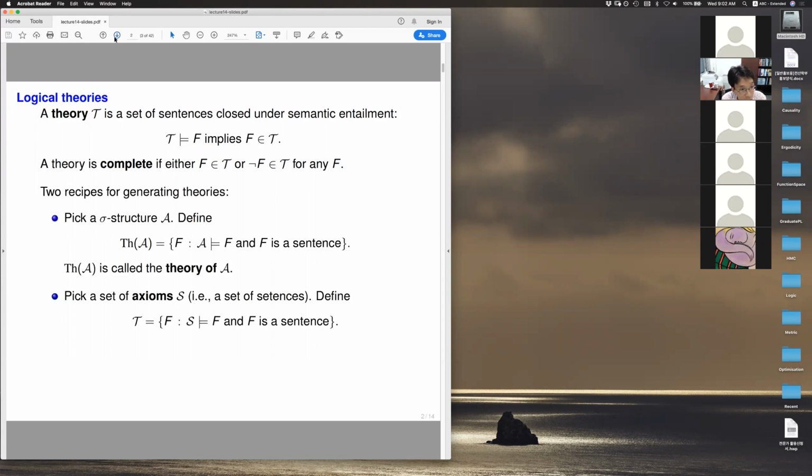And then there are two ways of generating theories. One is fixing a structure A and collecting all the sentences that are true under that structure. That's the first recipe, which is more semantic. The second recipe is more syntactic. It says to collect a set of axioms, which is a set of sentences, and then collect all the sentences that semantically follow from these axioms. That's the second recipe, a syntactic approach to generating a theory. And we said both recipes give rise to theories.